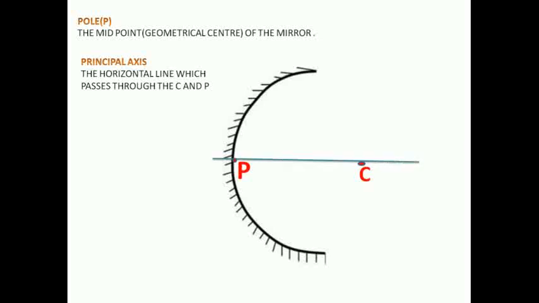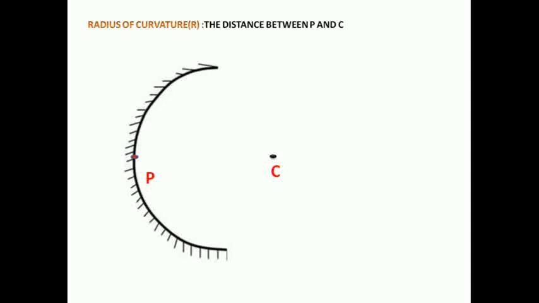Next, radius of curvature, which is denoted by capital R. The distance between capital P and capital C. What is this capital P? Pole. What is this capital C? Center of curvature.